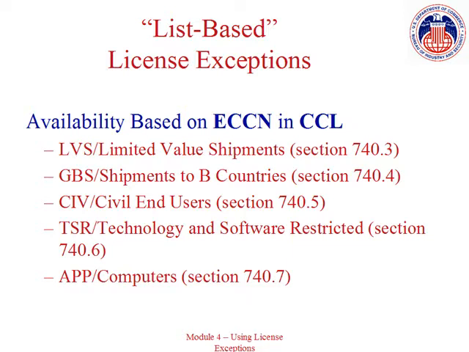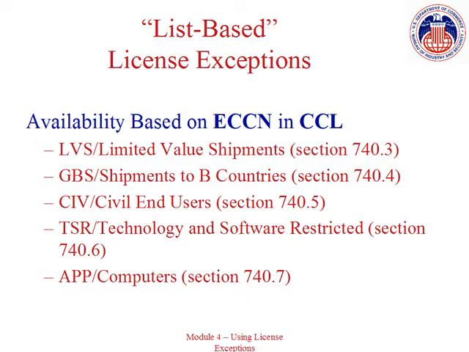The 5 list-based license exceptions are shown above. Each are very different in terms of criteria for use. Some are based on value, some based on the type of item, and some are based on destination or end use. For example, LVS authorizes the export and re-export of eligible items based on a value limit that varies based on the ECCN entry. The terms and conditions of LVS described in Section 740, Part 3 of the EAR indicate that the license exception is only to be used for single shipments and only for exports or re-exports to Country Group B countries. LVS has other limits as well, for example, on the types of orders and numbers of transactions per year that are allowed.